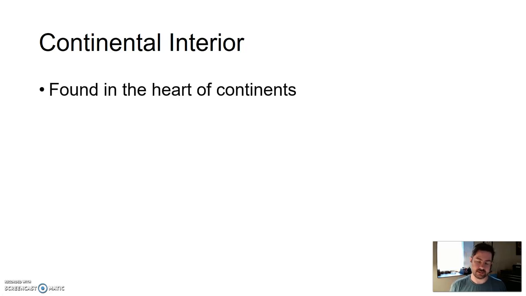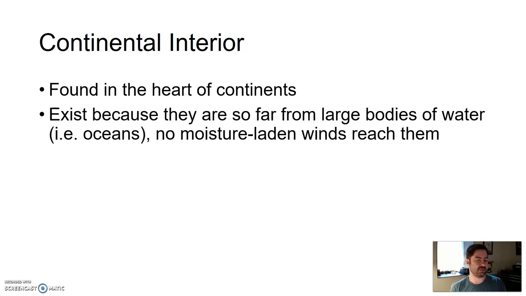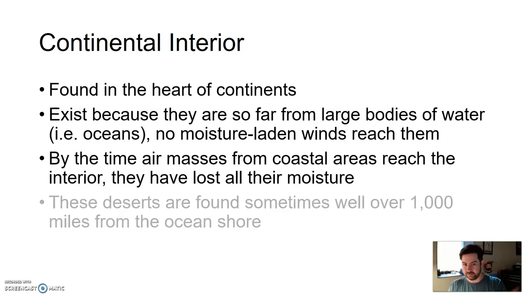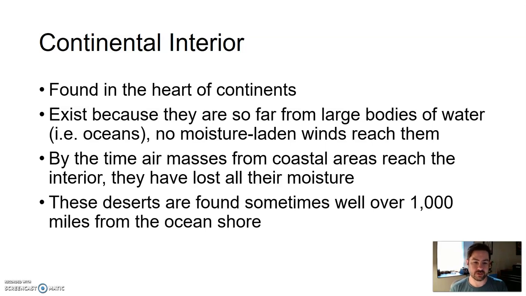Then you get continental interior deserts. These are found in the heart of continents. They exist because they're just so far away from any large bodies of water, like oceans, that would provide any moisture. So they're just so far away from a moisture source that when weather patterns do reach these areas, there's just no moisture. All that moisture has been gone for hundreds of miles. So the air that does eventually reach them lost all its moisture, so it's dry. Therefore, we create these arid desert regions.